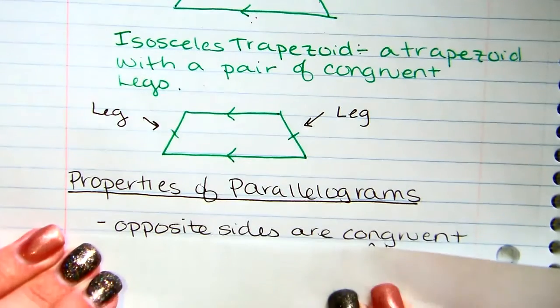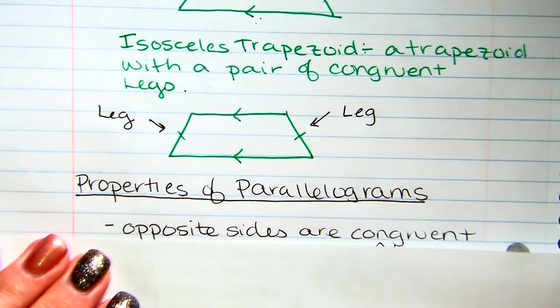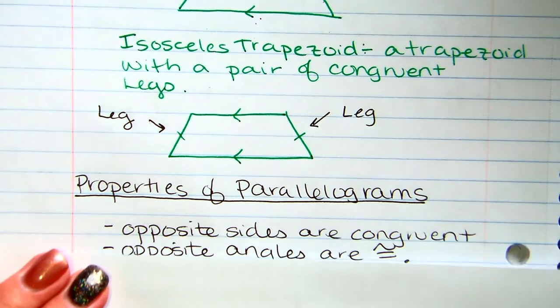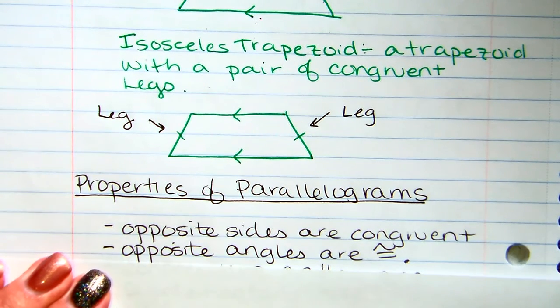Next, so the opposite sides are congruent in a parallelogram. Now, the opposite angles are congruent as well.